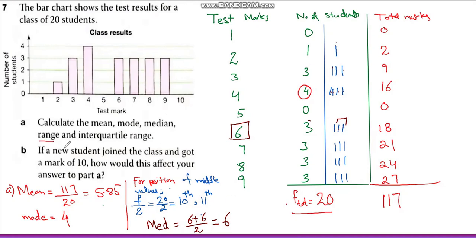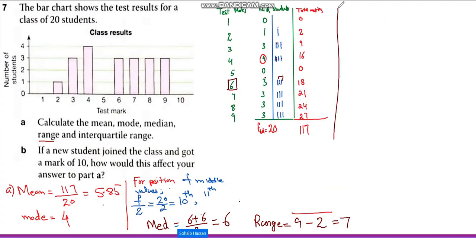Now we need to find the range, and the range is the difference of the maximum and minimum value here. So the maximum marks was 9 and the minimum marks are 2. So the difference is 7. It means the range is 7. Now I have compressed the data to create a space here.